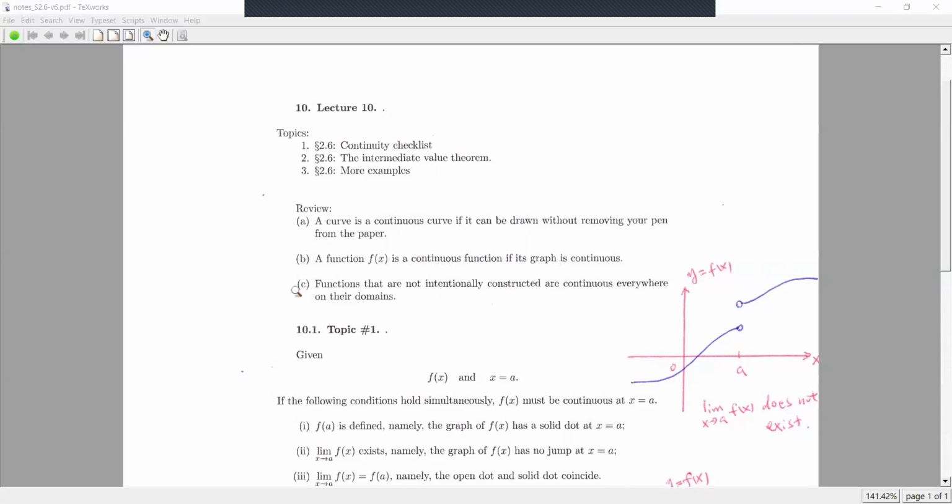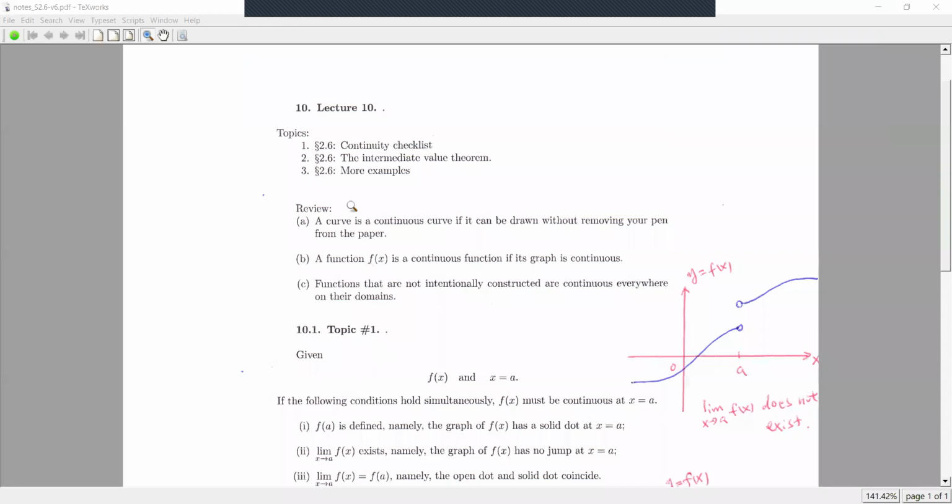The answer to this question is functions that are not intentionally constructed. Not constructed piece by piece. Not defined piece by piece. Functions that are not intentionally constructed are continuous everywhere on their domains.